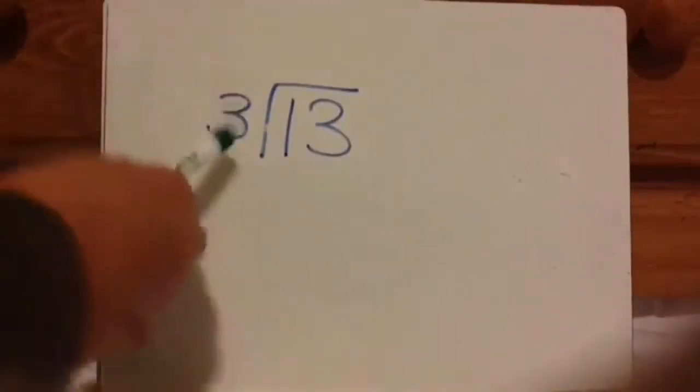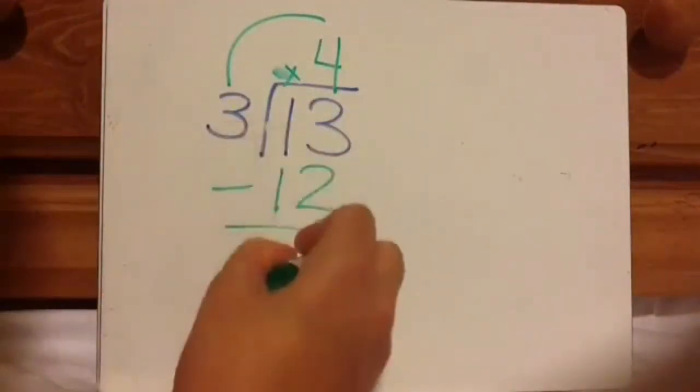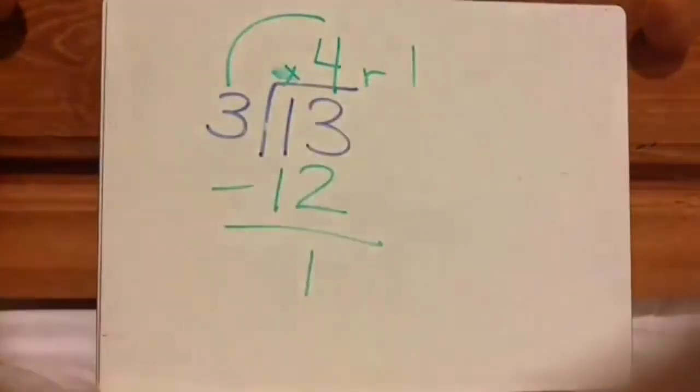So when you're doing the division, you're saying 3 goes into 1, none. I always have my students put like a little X. 3 goes into 13 4 times. 4 times 3 is 12. 1 left over, 4 remainder 1.